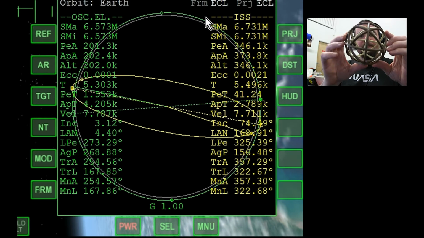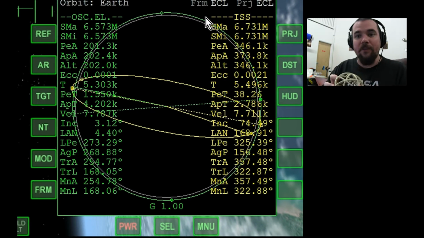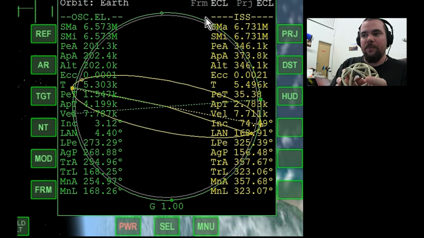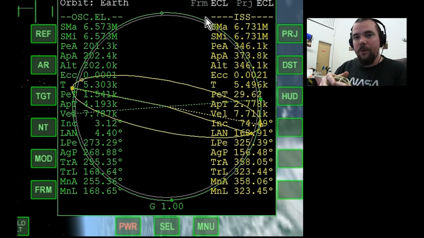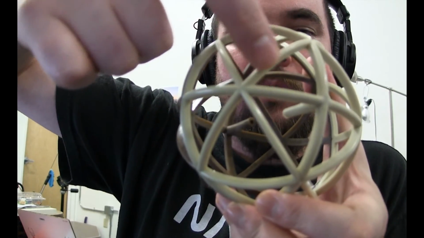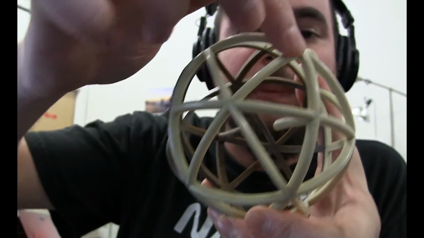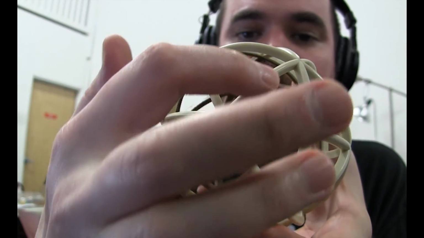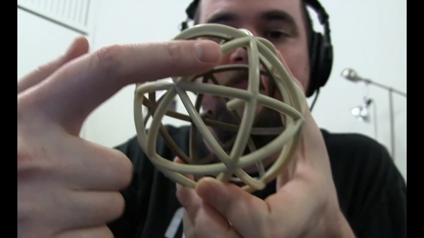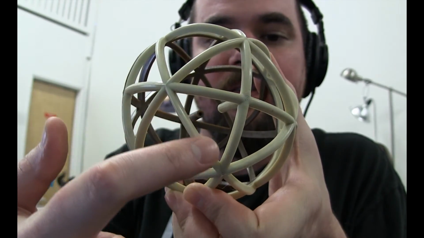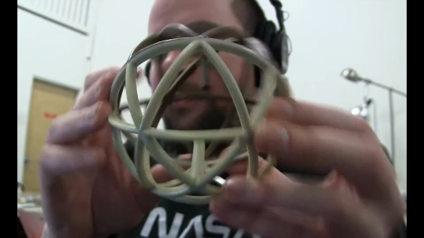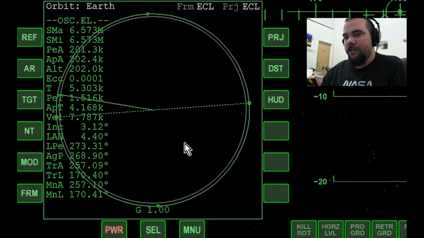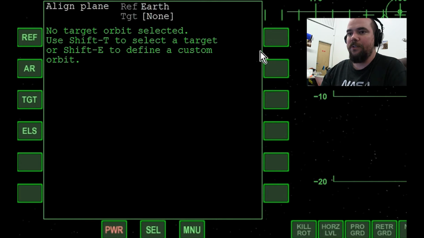And so what we need to do is change the plane of our orbit. The way we do that is we turn the ship either left or right, depending on which way we need to go. And then right at the point when our plane intersects the plane of the International Space Station, we're going to thrust left or right, depending on which way we need to go. That's going to make us turn and intercept that plane. There's a special tool in Orbiter for that, and it's called Align Plane. So that's what I'm going to use right now.